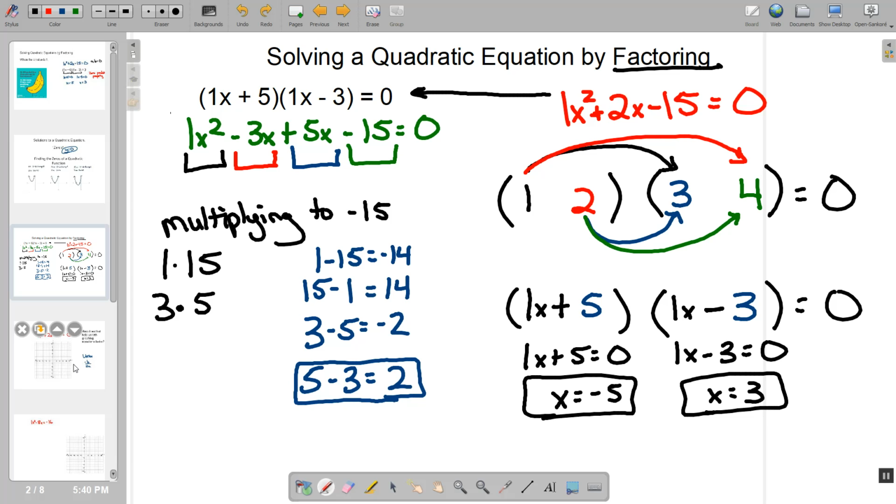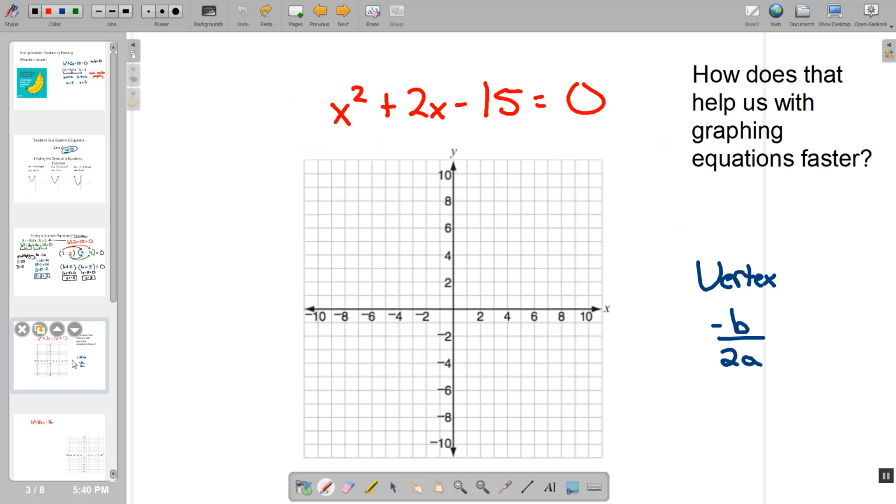Now I'm going to show you basically why we wanted to learn factoring and why it really helps us. So we know that from our last problem, our answers to our equation are this, which means we intersect the axis here and here. And then how does this help us graph faster? Well, we know that the vertex must be opposite b over 2a. b is 2, so the opposite of 2 is negative 2.